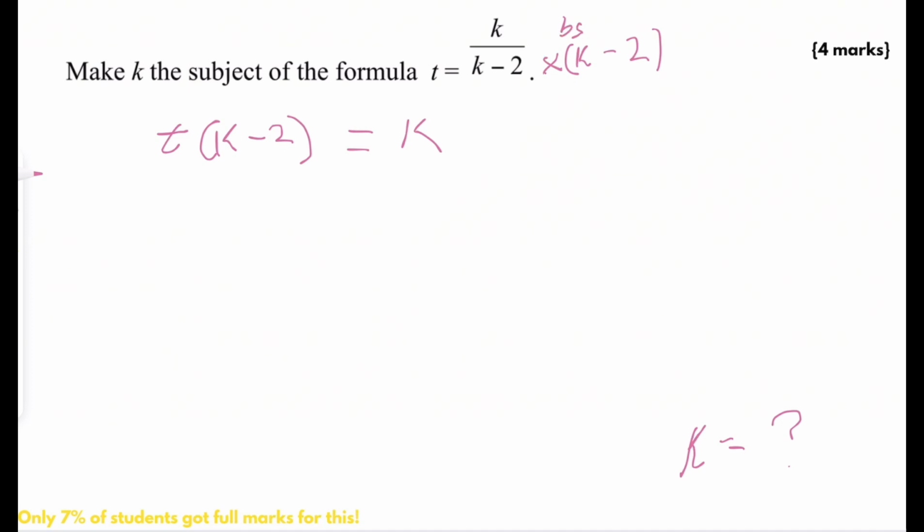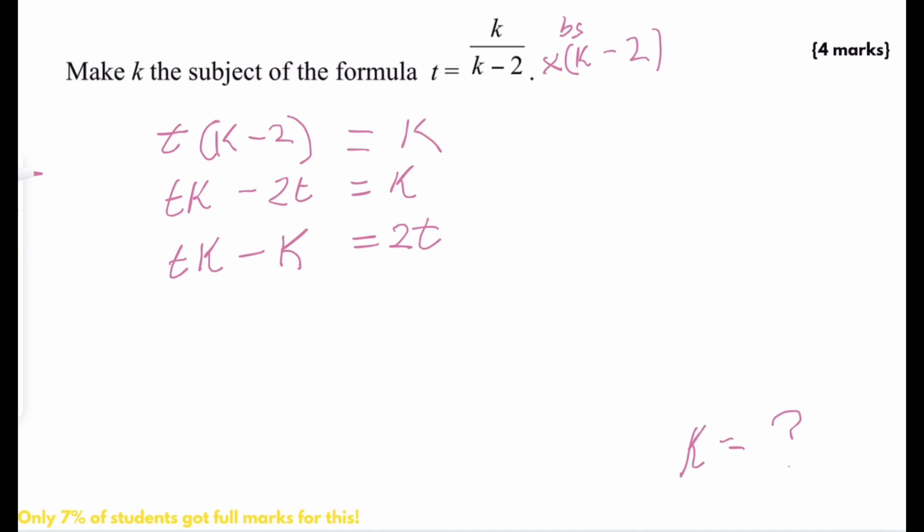So we want k to be on its own, that's the aim. So let's try and expand this left hand side so that we can get an expression just for k, so that'll be tk minus 2t, that's equal to k. And now we want all the k's on one side and everything else on the other side, so we can have tk minus k. So take k away from both sides, that will give you 2t.